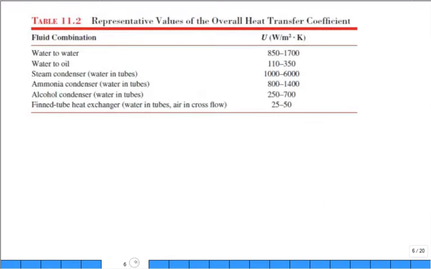All right. This table really helps you because it puts things in perspective. There's just this line I want to focus on first. You have a typical value for the overall heat transfer coefficient U. If you have a water-to-water heat exchanger, water inside the tubes, water outside the tubes, water between plates, things like that, I would say pick one value out of that range. What would you say? 1,000, 1,100, 1,200? Yeah, 1,000.